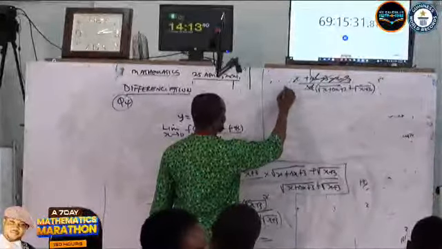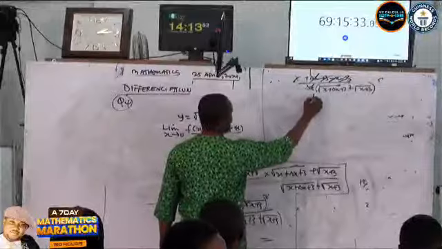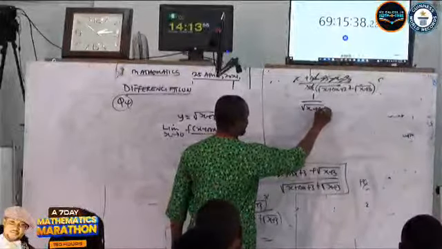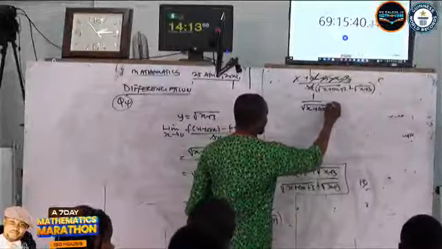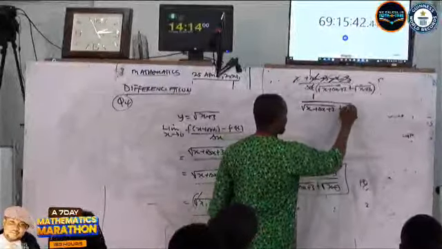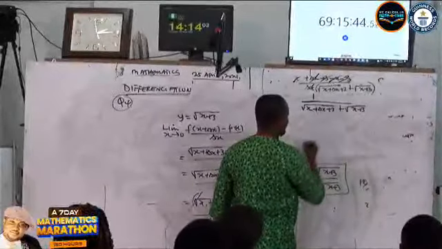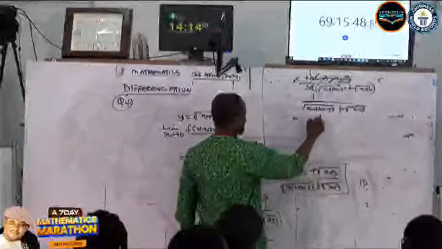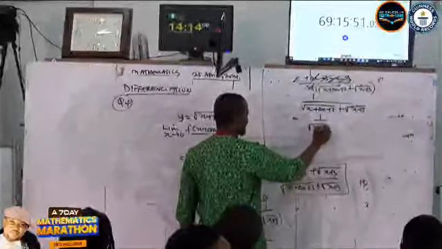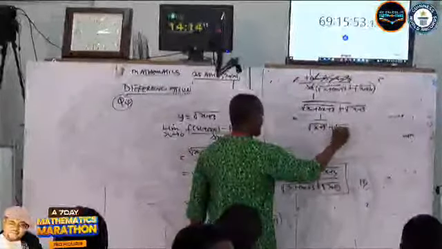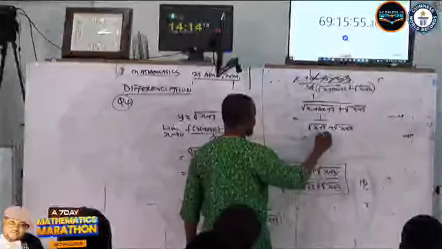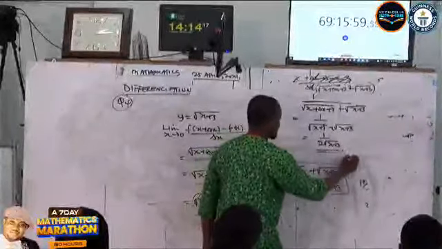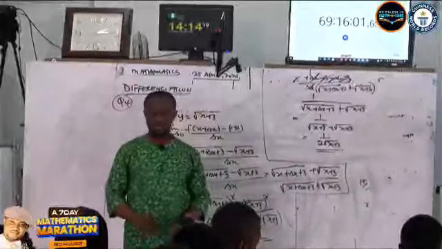So that place will now be 1 over the root of x plus change in x plus 3 plus the root of x plus 3. Is that right? Yes, sir. This change in x tends to 0. So that will have 1 over the root of x plus 3 plus the root of x plus 3. That will be 1 over 2 root of x plus 3. That's the stuff.